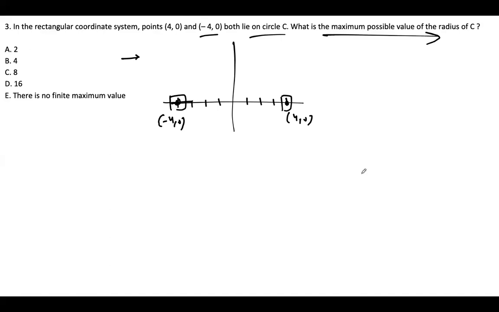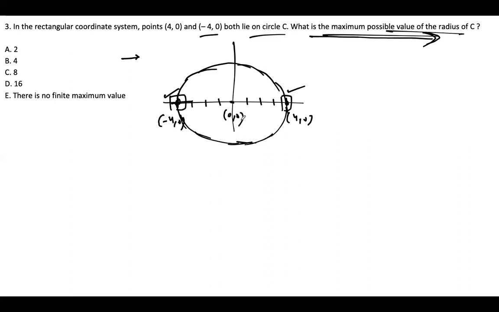Yesha, go for this one. We need to find the maximum possible value of the radius, and we have only 2 points given that lie on the circle. If they both lie on the circle, then the circle's center would be 0, 0, because that makes it equidistant, and the radius is 4. So what is the maximum possible radius? 4.